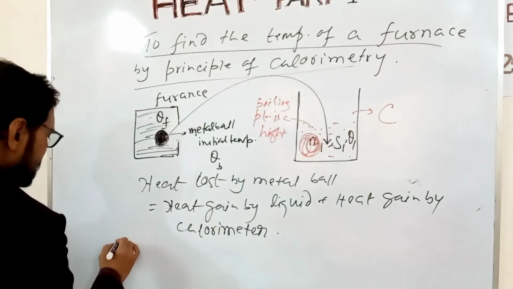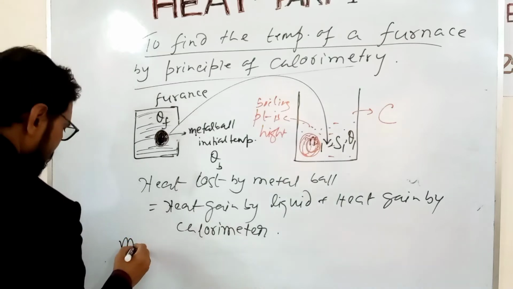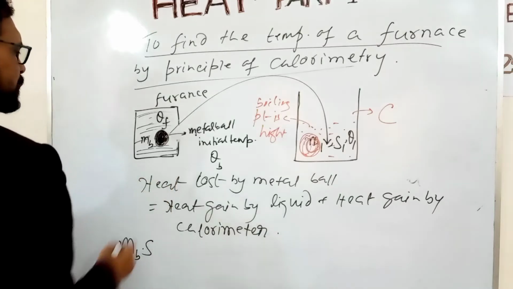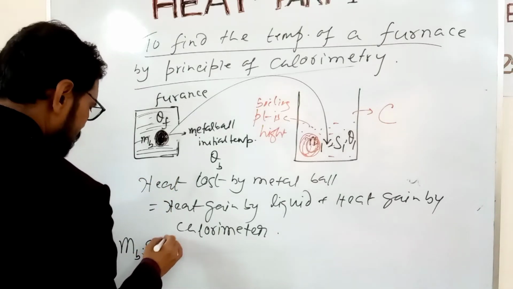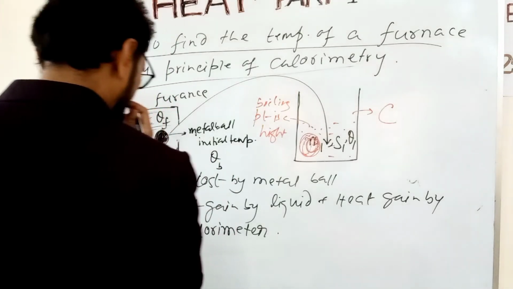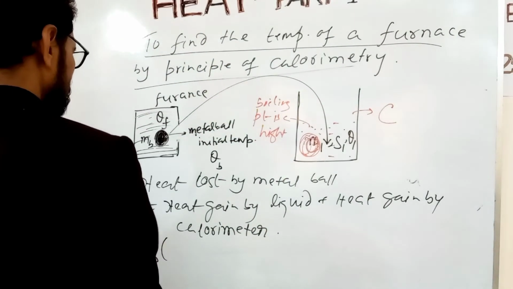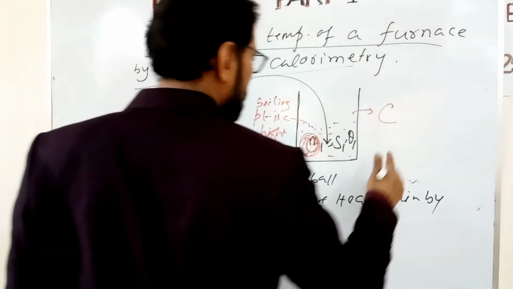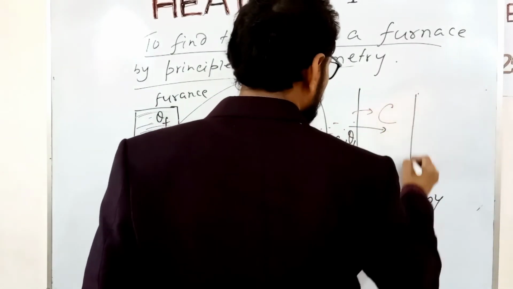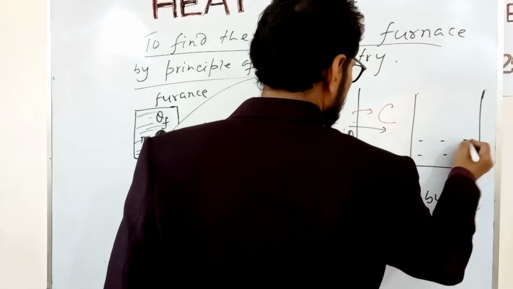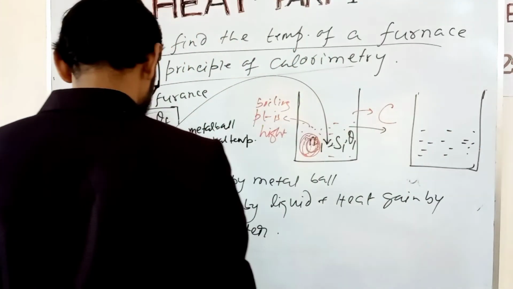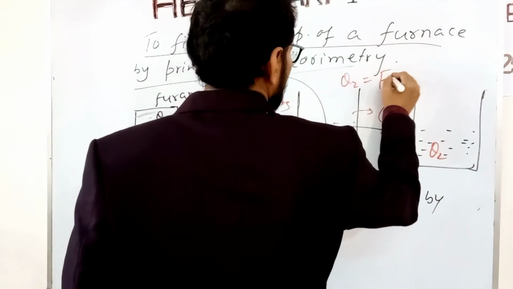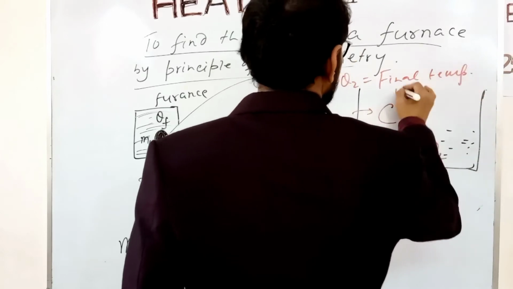Heat loss by the metal ball is equal to mass. Suppose the mass of the metal ball is mb, mass into specific heat, which is given as sb, into temperature. Now the initial temperature is theta f, and the final temperature of the liquid is theta 2. Theta 2 is the final temperature of the liquid.